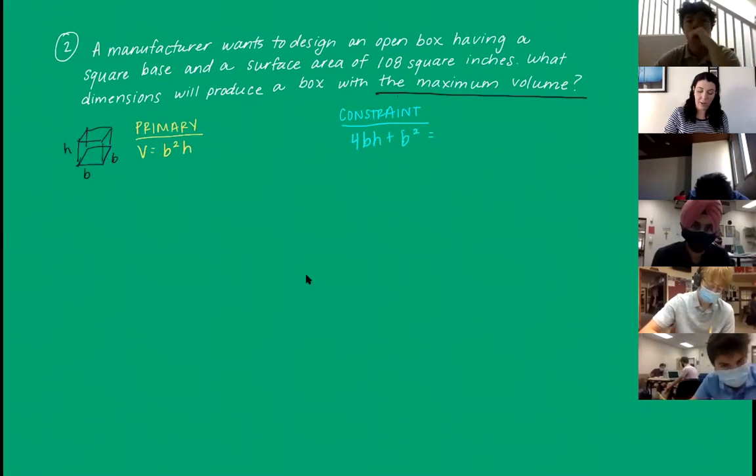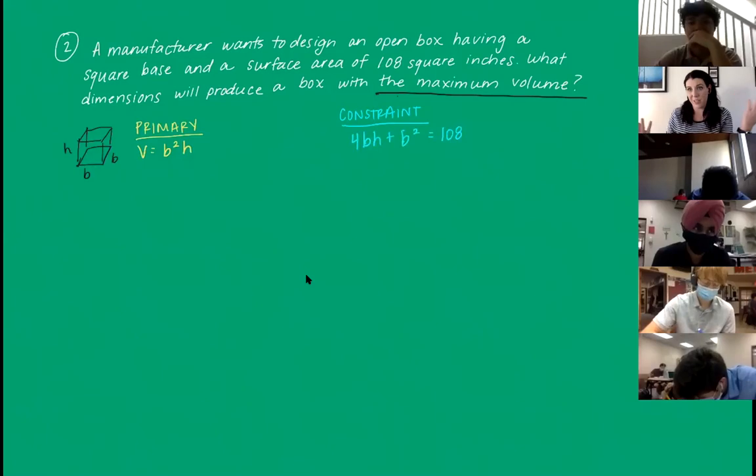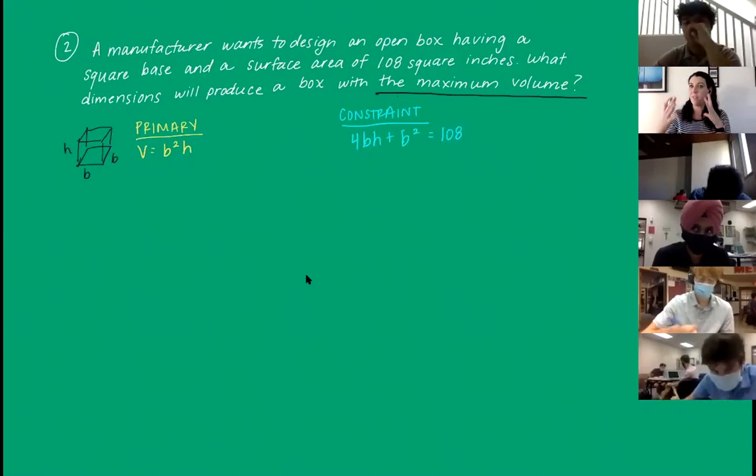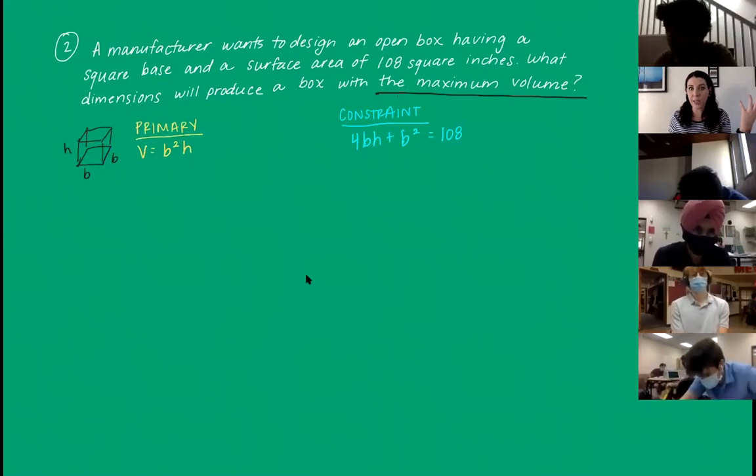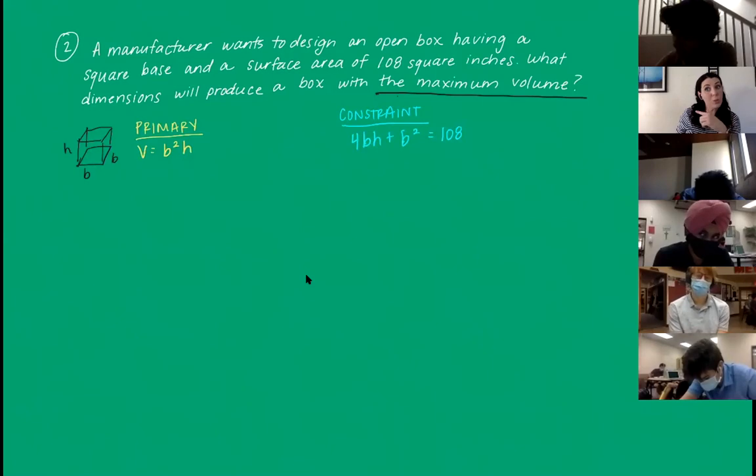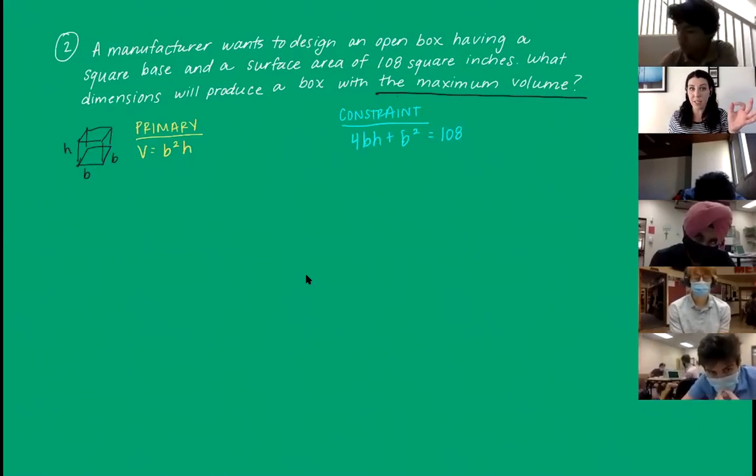And what's that have to be equal to? 108. Perfect. Okay, so these are visual. That equation is not something you just know off the top of your head. You have to really work with the picture, visualize, and make sure you're reading it correctly, because otherwise if you misread it, you might put 4BH plus 2B squared. But the fact that it's an open box is what makes the difference there.